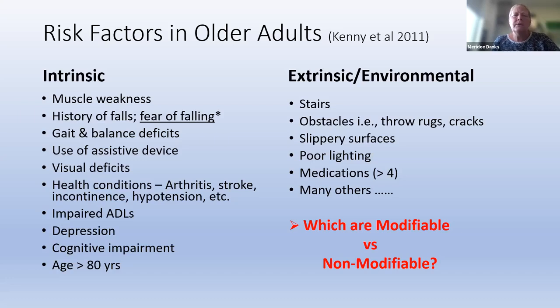So when we look at these lists, which of these factors can we modify and which ones can't we modify? So any input on what might be a modifiable one? I would love to be able to modify my age, but I can't. So we can modify obstacles and lighting and throw rugs.